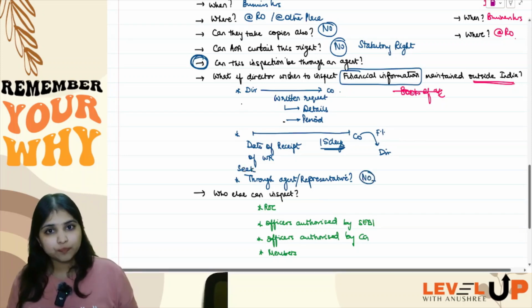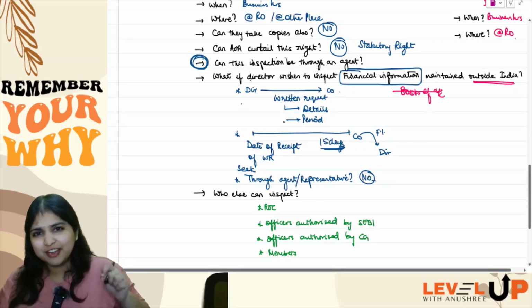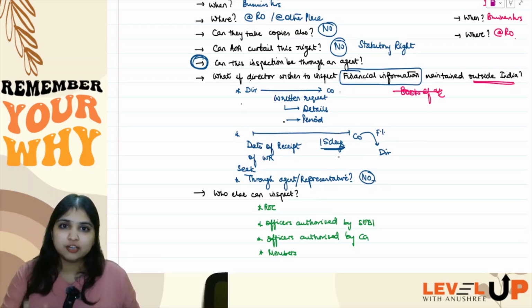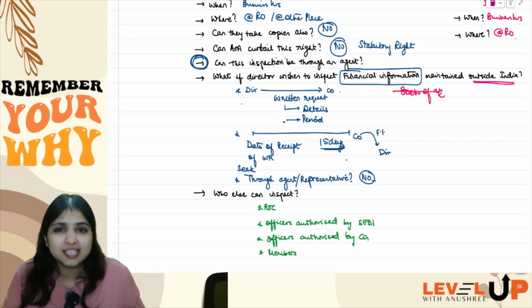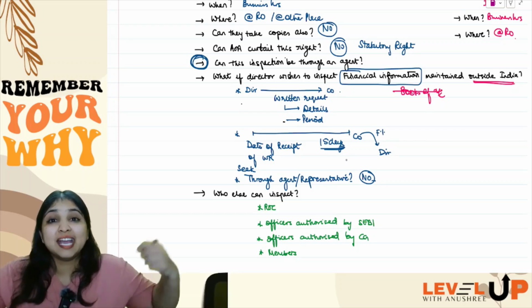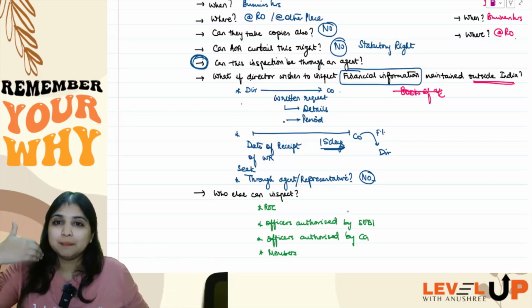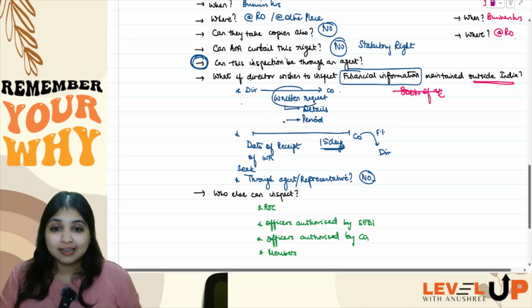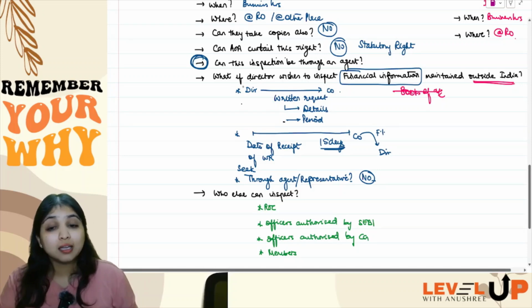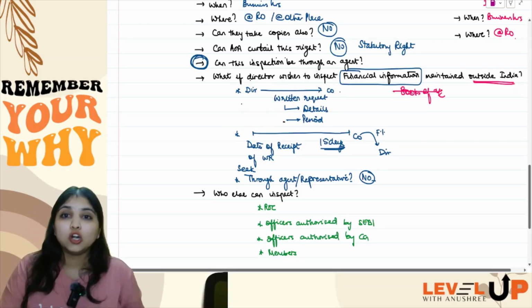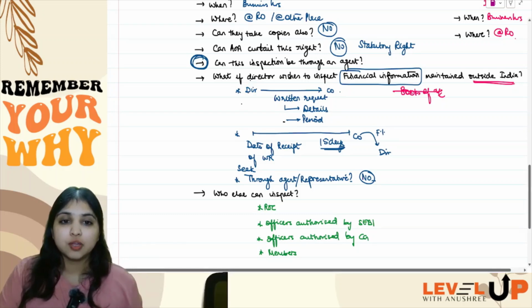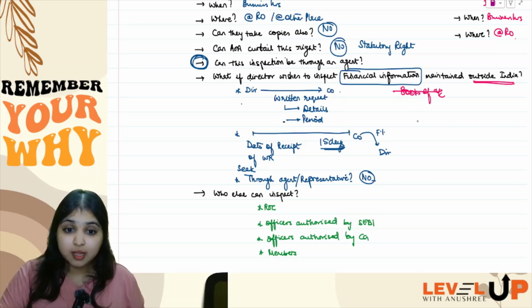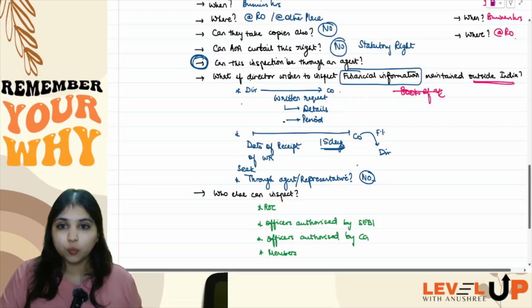The answer is no. The section very clearly says that if the financial information is outside India and the director seeks this financial information, he can do so only by himself. He cannot seek the information through an agent or representative. He's filing this written request, and that is how he's seeking this information. That he can do only by himself. He cannot do it through an agent or through a representative. If he wants financial information outside India, he has to seek it by himself. So through an agent or representative, no.